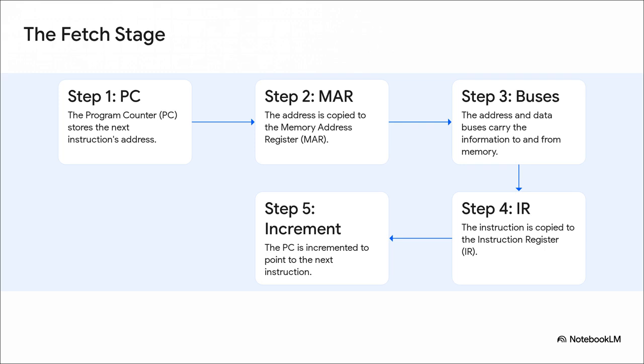Then the address bus, which is just a one-way street, zips that address over to main memory. Memory finds the instruction and sends it flying back on the two-way data bus, where it lands in the memory data register, or MDR. From there, it's copied to one last spot, the instruction register, or IR, where it's ready to be analyzed. And the second that's done, the PC bookmark moves forward one spot, ready for the next loop. It's a perfect handoff every single time.